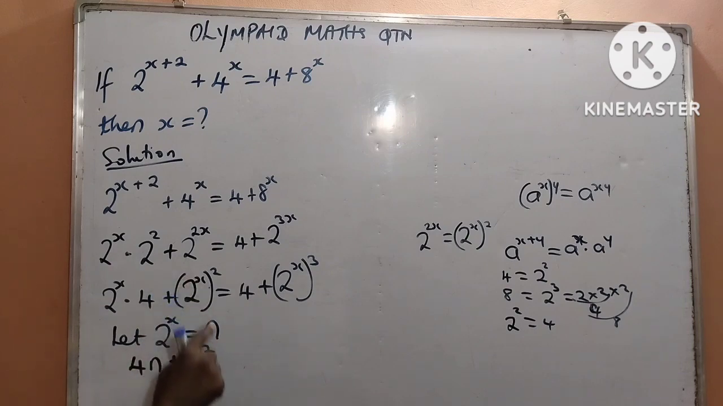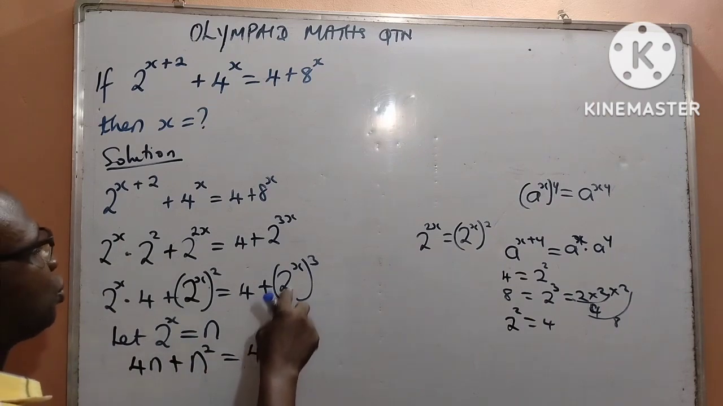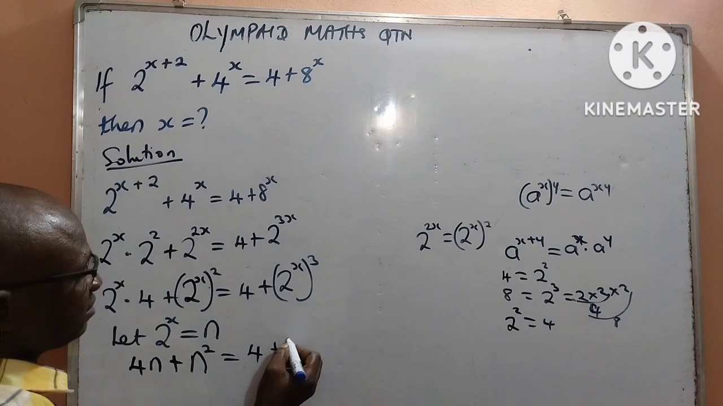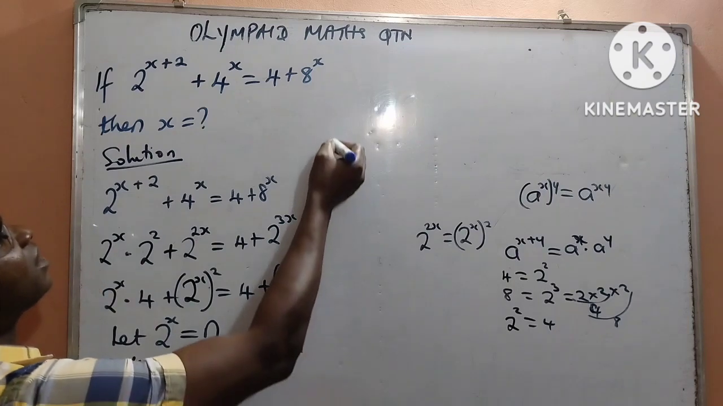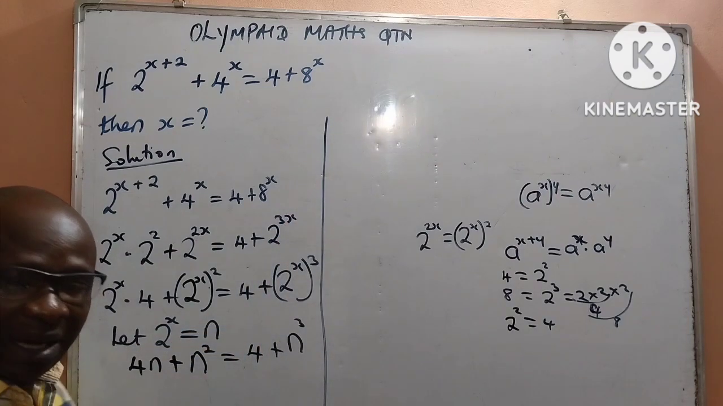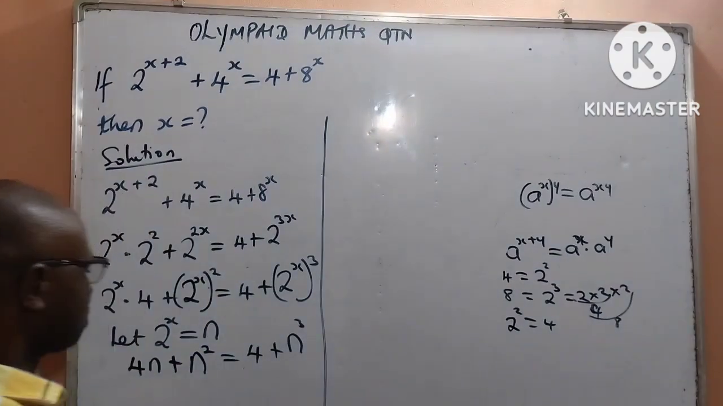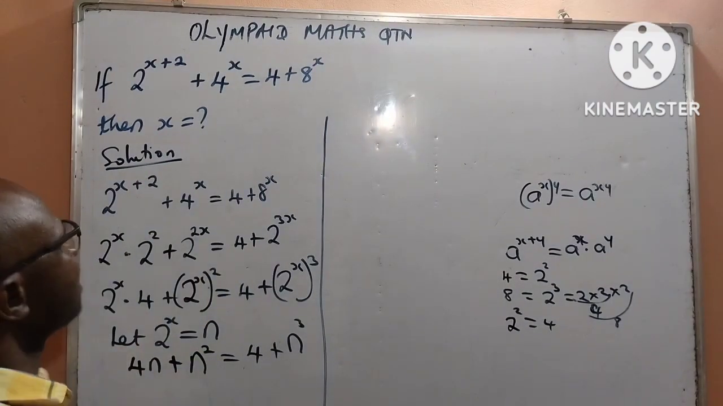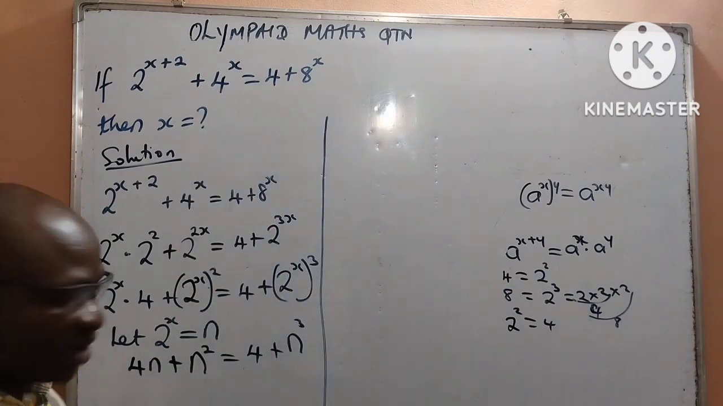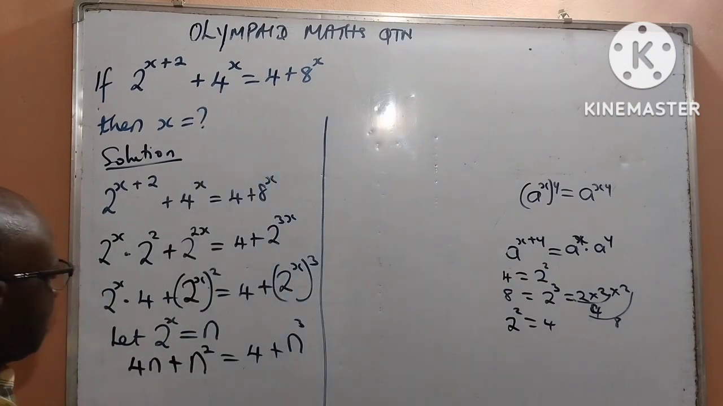That is, 2 to the power x is n, then to the power 2 equal to 4 plus 2 to the power x, which here is still my n, then to the power 3. That is where we are now. We continue to move forward to get it right until we get the actual value of x in the given question.